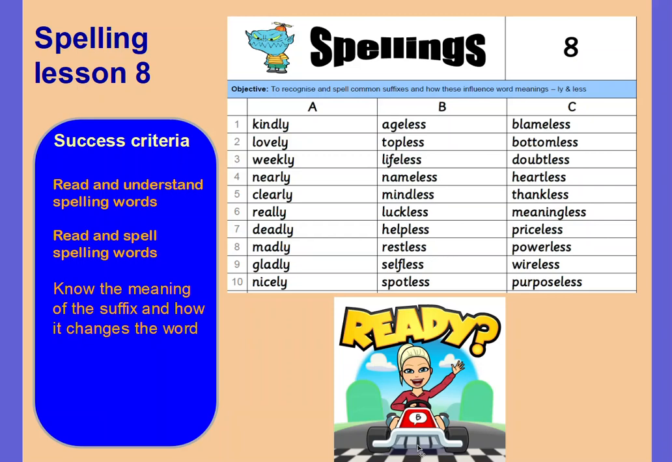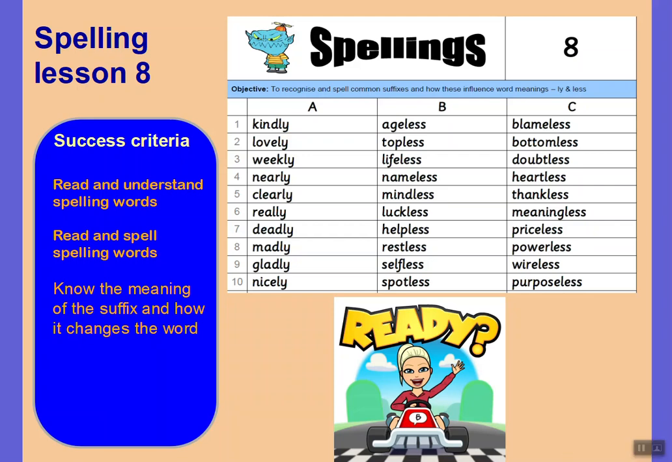Okay, as you can see, our learning objective for today is to recognise and spell common suffixes and how they influence word meanings. So we're doing ly like we did last week, and some of us are going to be doing less as well, the suffix less. So to be successful, we need to be able to read and understand the words, first of all. Then we need to be able to read and spell the words, and finally we need to know the meaning of the suffixes and how they change the meaning of a word. Okay, so let's get started.